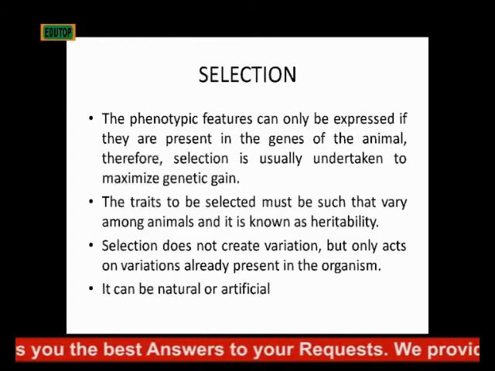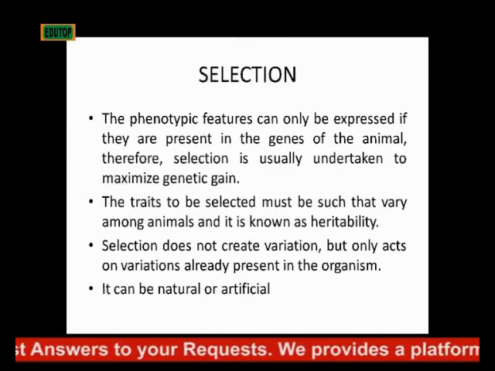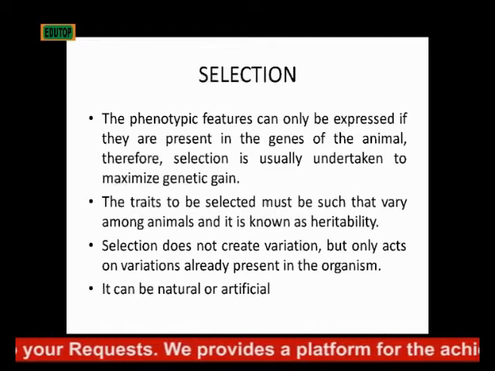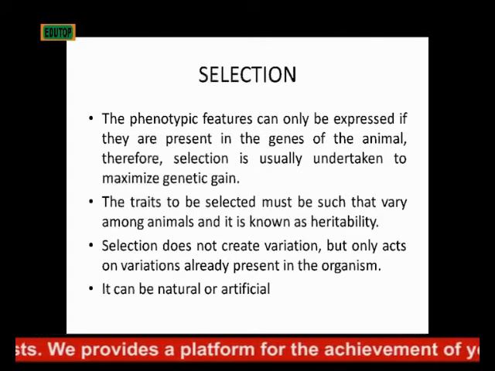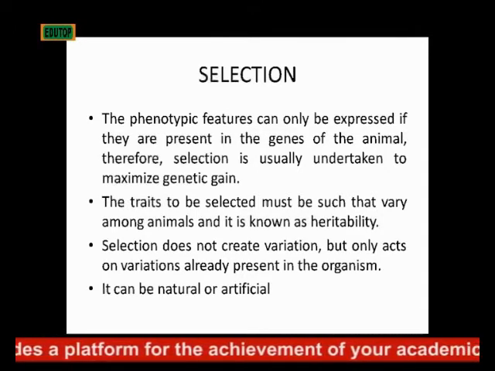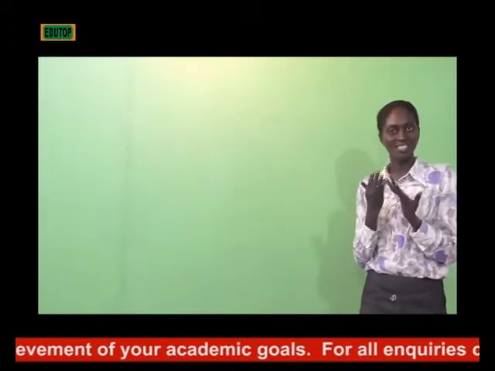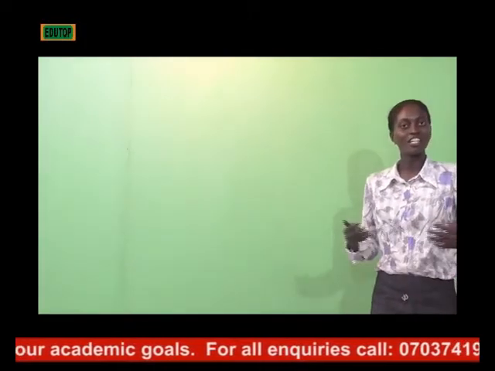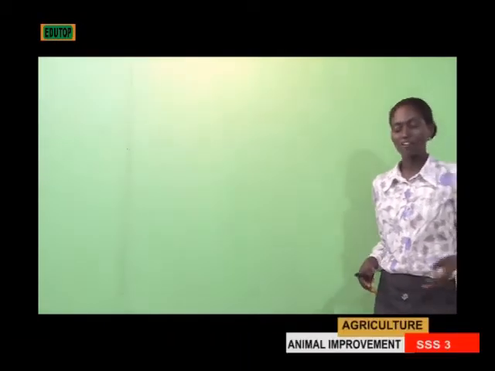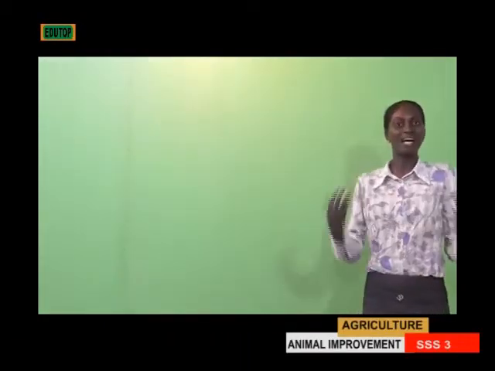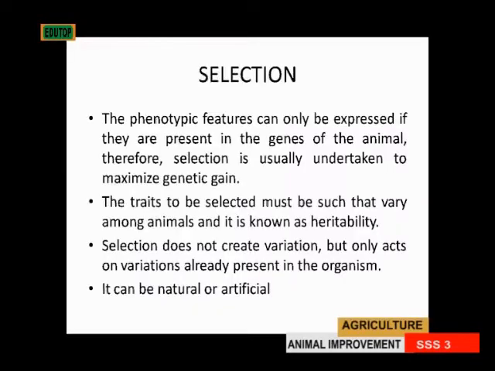Now, in selection, the phenotypic features, that is the physical appearance, such as those I mentioned earlier, can only be expressed if they are present in the genes of the animal. So if such characters are not present in the genes, the animal doesn't carry them, you cannot see them in the animal. For instance, if an animal does not carry a big size in its genes, you can't see the animal becoming big. So selection is usually undertaken to maximize the genetic gain. What is in the gene is what selection maximizes.